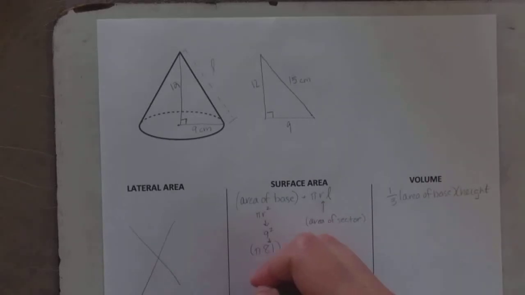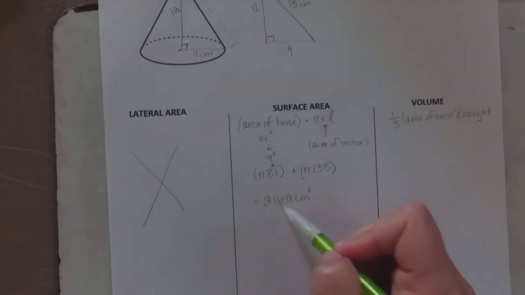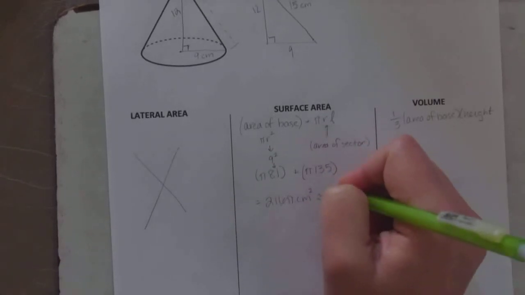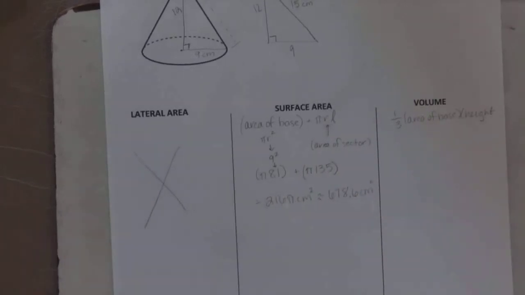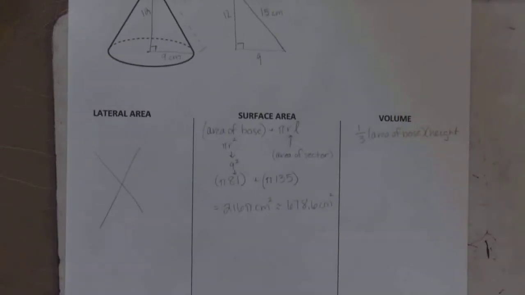So if you added 81 and 135, you would get 216 pi centimeters squared. That would be the exact answer because it's in terms of pi, but if you multiply 216 times pi, you get 678.6. That's your approximate answer. Alright, so that's the surface area.